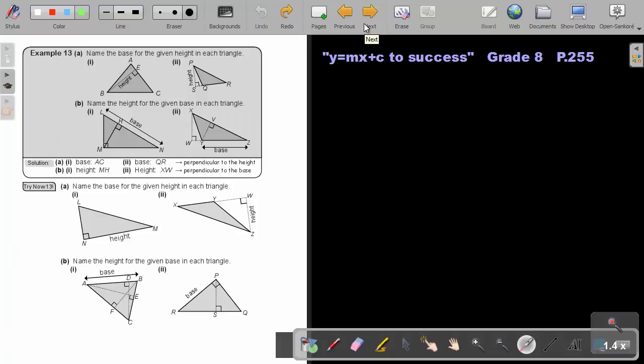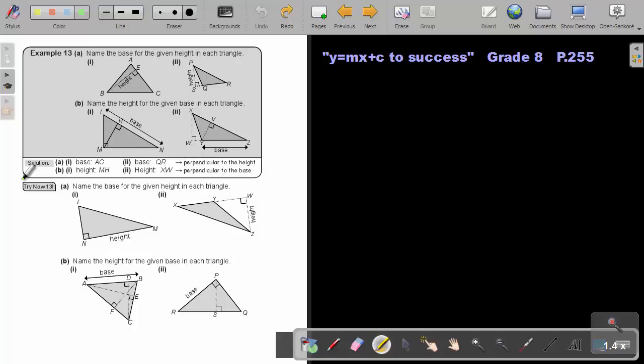Okay, let's look at an example. Name the base for the given height in each figure. Okay, so here is the height, so this will be the base. Okay, AC. So look, if this is the height, then this will be the base, QR. Okay, and look, if this is the base, then this will be the height, MH. And let's look at this one. If this is the base, then this, XW, will be the height.